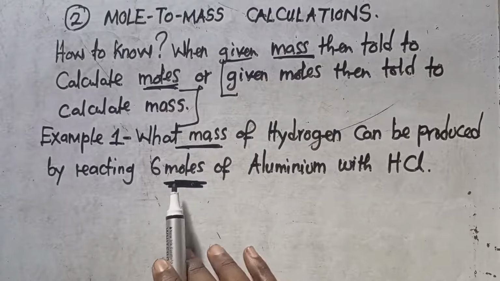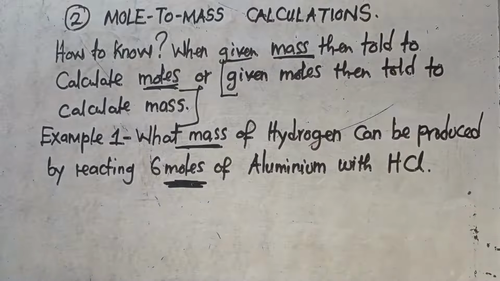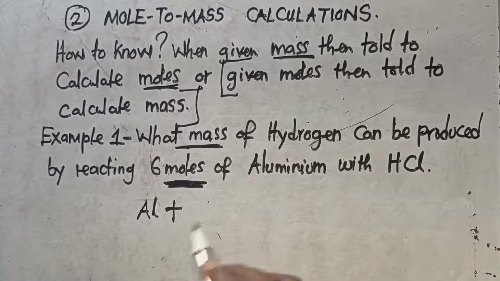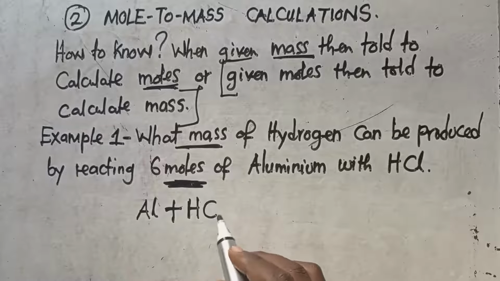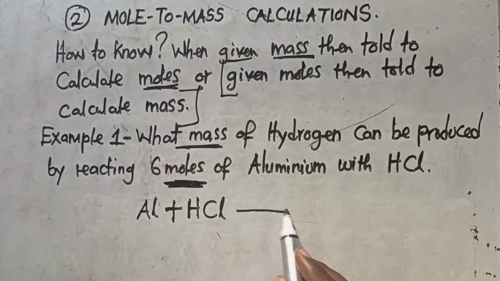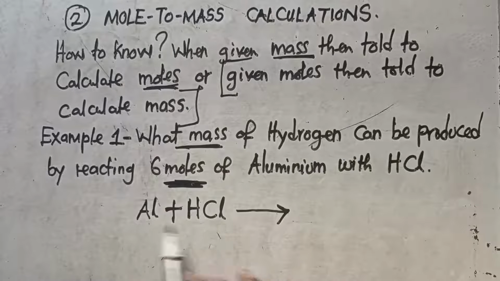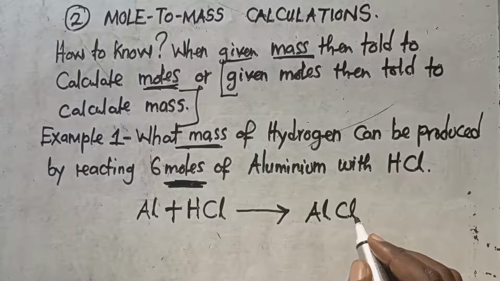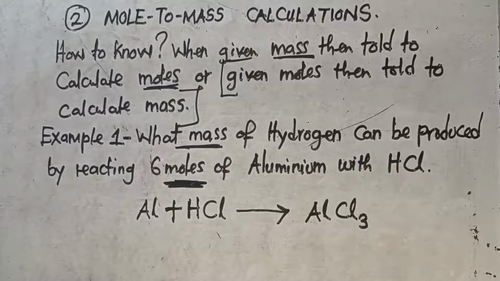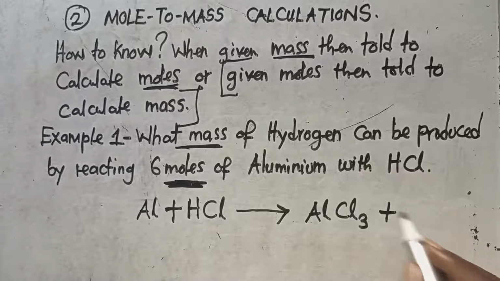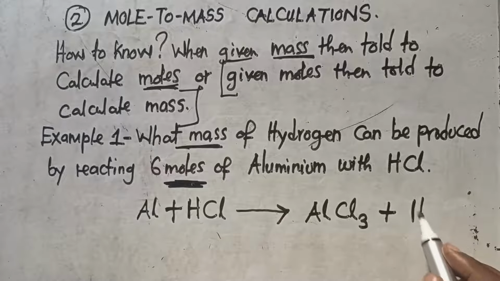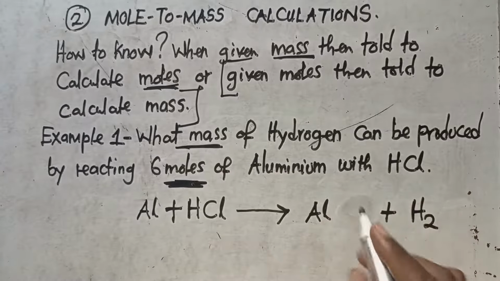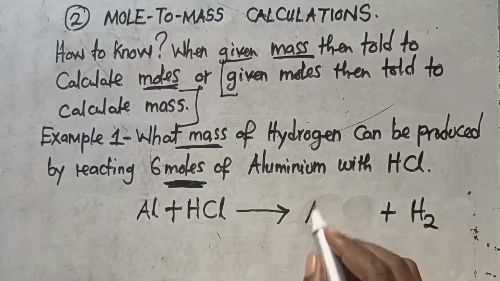I say, okay, I'm reacting aluminium with what? Hydrochloric acid. So I say aluminium plus hydrochloric acid. Giving me what? What am I having when I react the two? I'm going to produce aluminium chloride, plus what else? Hydrogen gas. This is what is going to be produced. So let me write it properly like this.